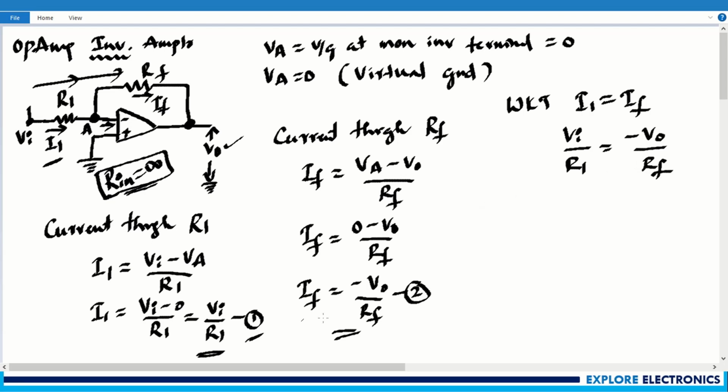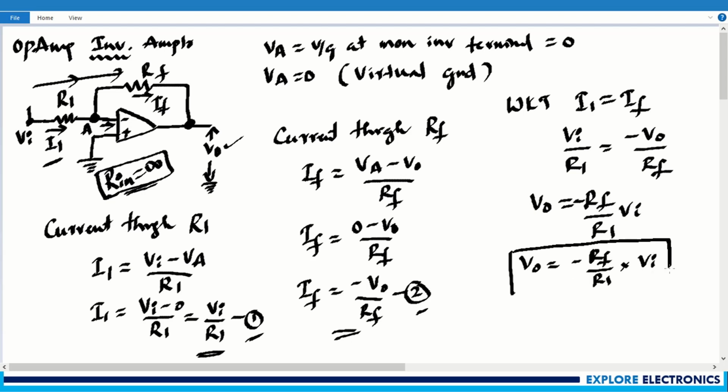We can take from these two expressions, 1 and 2. Now we need to equate for V0. So let me take to the left side. V0 will be equal to, this RF gets multiplied, RF divided by R1 into Vi. This minus goes over here. So the expression for V0 will be equal to minus RF by R1 into Vi, that is the input voltage. This is the expression for V0. Suppose if you want to write an expression for gain of the Opamp, AV can be written as V0 divided by Vi, that will be equal to minus Rf divided by R1.